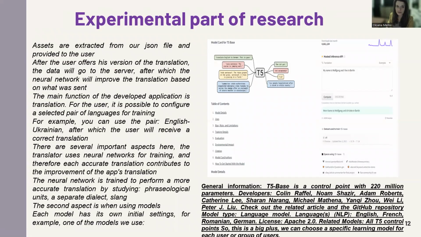Here we see that assets are extracted from a file and provided to the user, and the main function of the developed application is translation. For the user, it's possible to configure both selected languages for training. For example, you can use English and Ukrainian, after which the user will receive a correct translation. And general information is here, and a module of our work, a character module, is proposed here. How does it look?